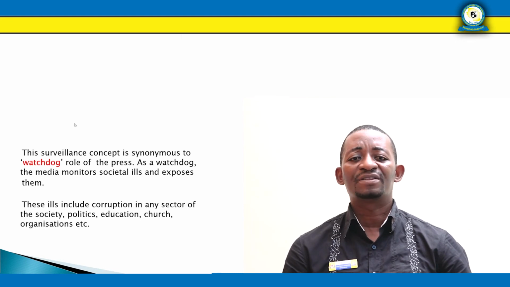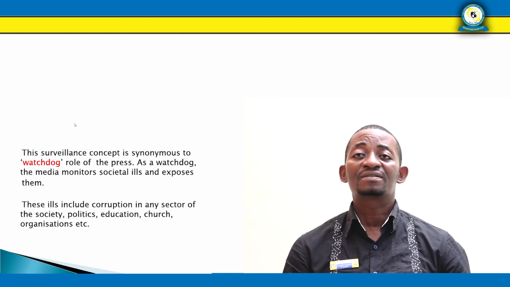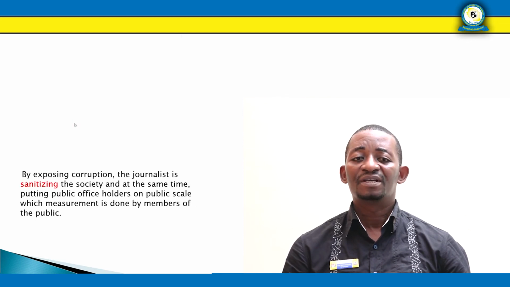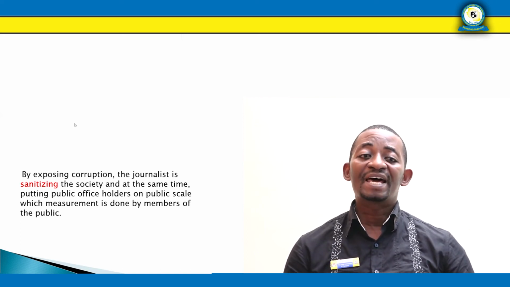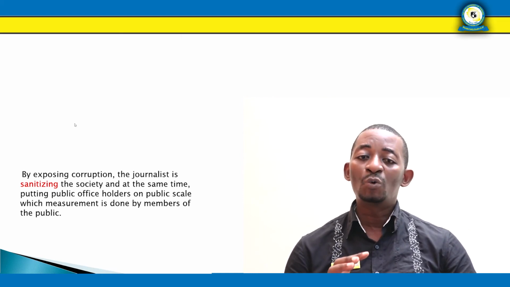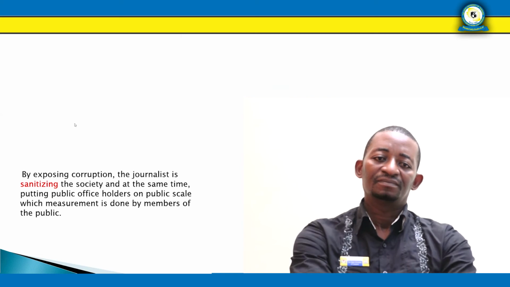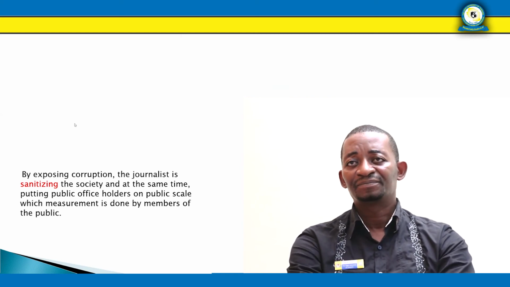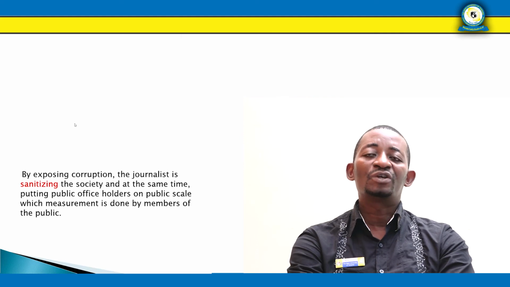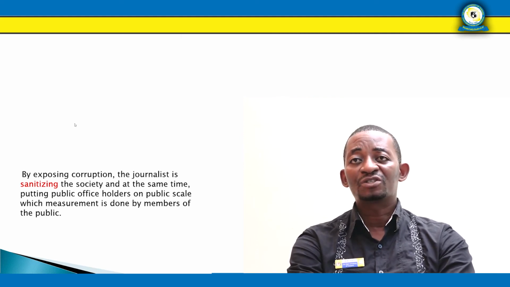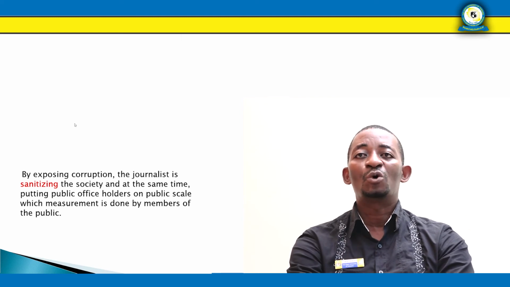Talking of politics, a lot of corruption there. We have corruption in the education system. We even have corruption in churches and mosques, organizations, et cetera. So by exposing corruption, the journalist is sanitizing the society, cleansing the society, and at the same time putting public office holders on a public scale, where measurement is done by members of the public. A journalist is sanitizing the society, holding those people responsible. So if they're not performing to the expectations of the general public, it is the role of the journalist to perform their watchdog or surveillance function.